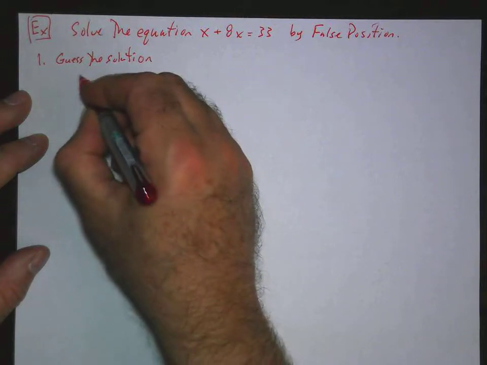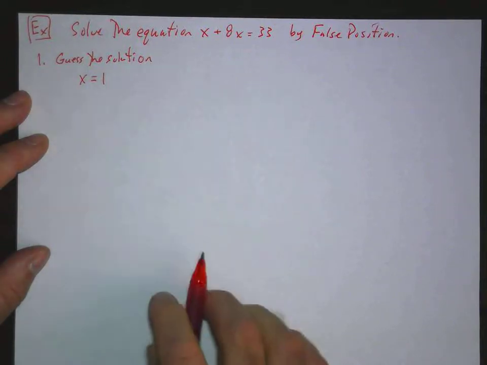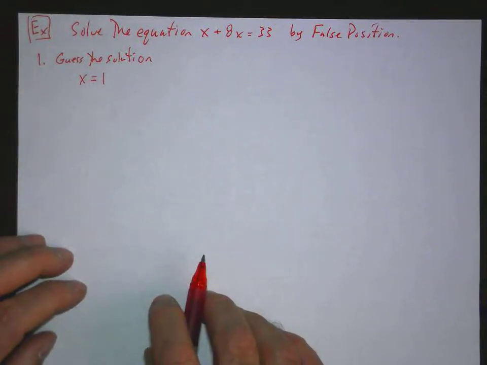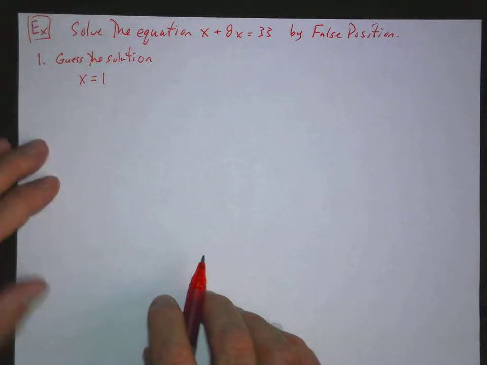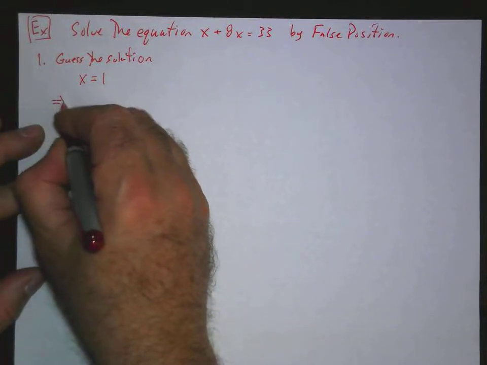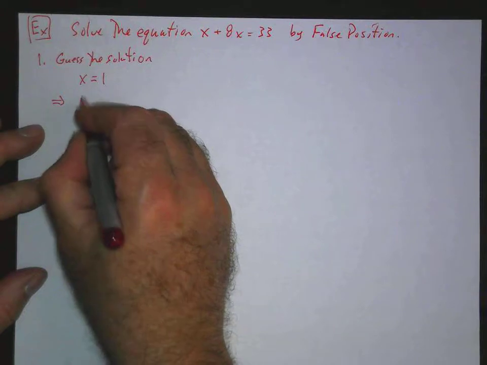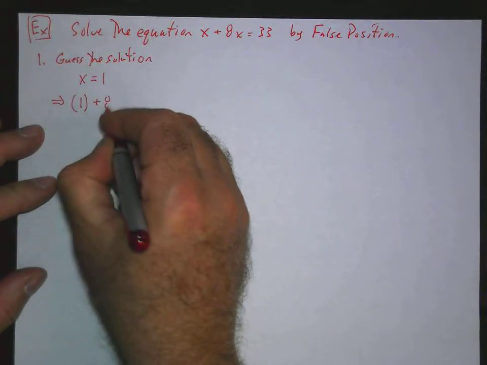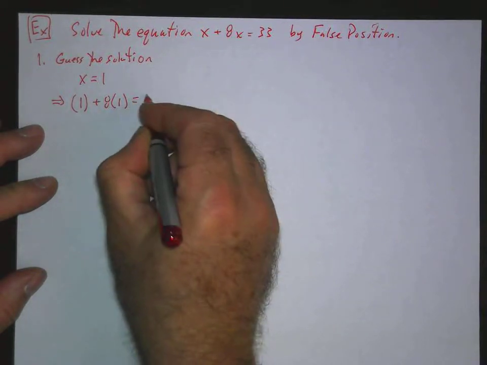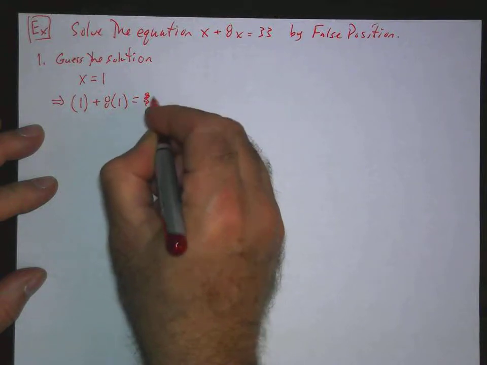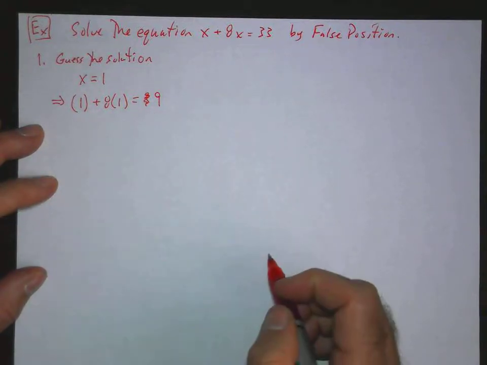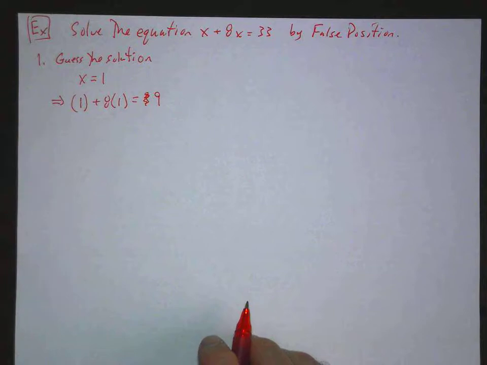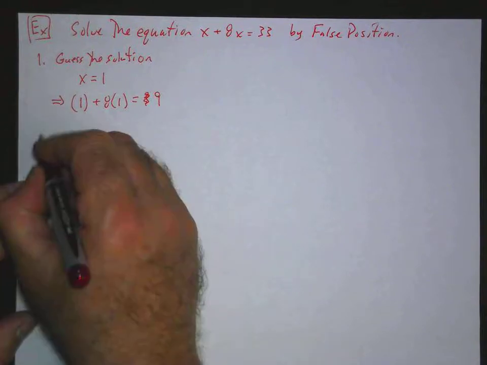So let's take the easy way out. Let's just say x equals 1. Can't get much simpler than this. And what do we get if we do this? We get 1 plus 8 times 1 is 9. Okay. But we want the right-hand side to be equal to 33.